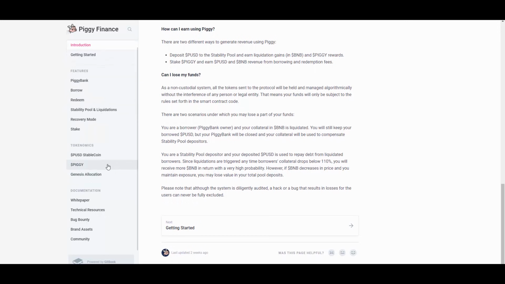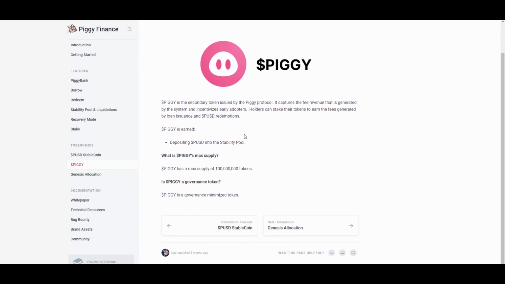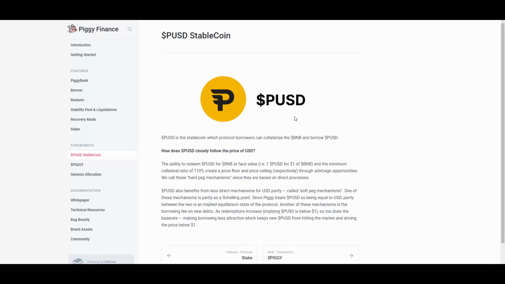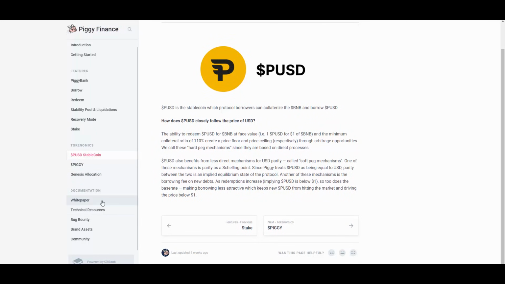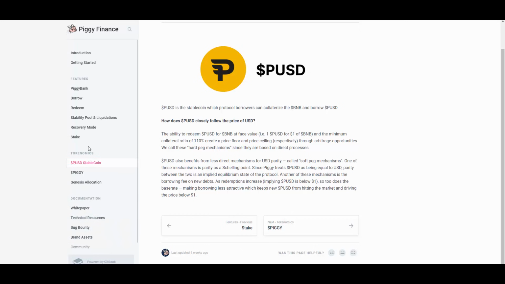Information about the tokens. So for example, when it comes to the Piggy itself, as you can see, Piggy is then depositing PUSD into the stability pool and the maximum supply is 100 million tokens. So the supply is kind of limited, 100 million, comparing them to other tokens that can have billions of supply. They are actually limited, and this is great. So Piggy is a governance minimized token as well. They also have this PUSD stablecoin, which I told you is pegged to the US dollar. And as you guys can see, you have all the explanations here. So this is really, really cool. They have a white paper, of course, they have bounties, all that kind of stuff.